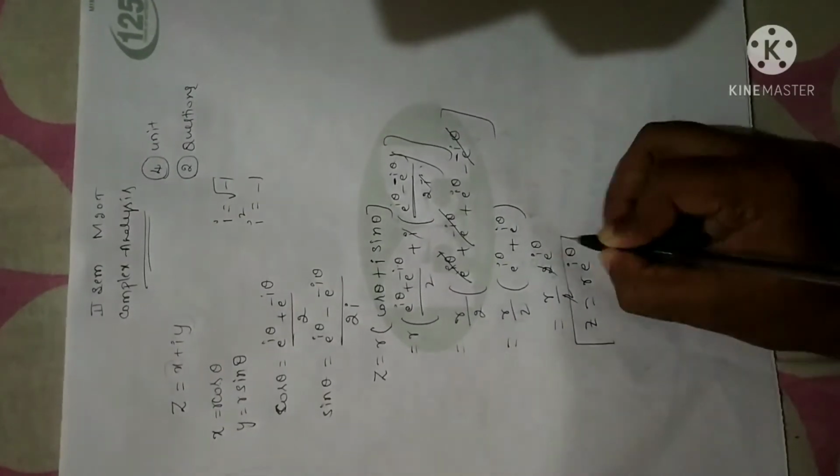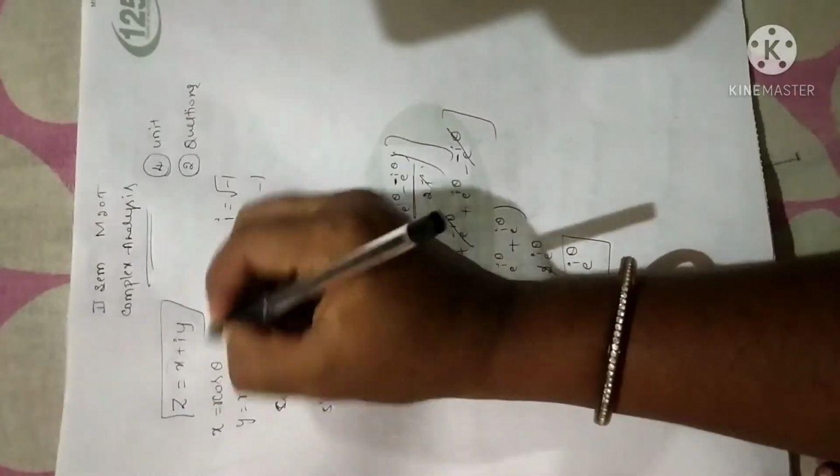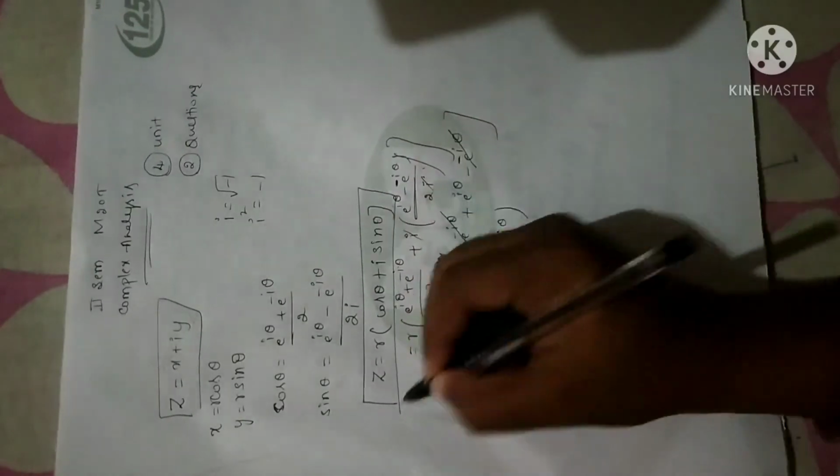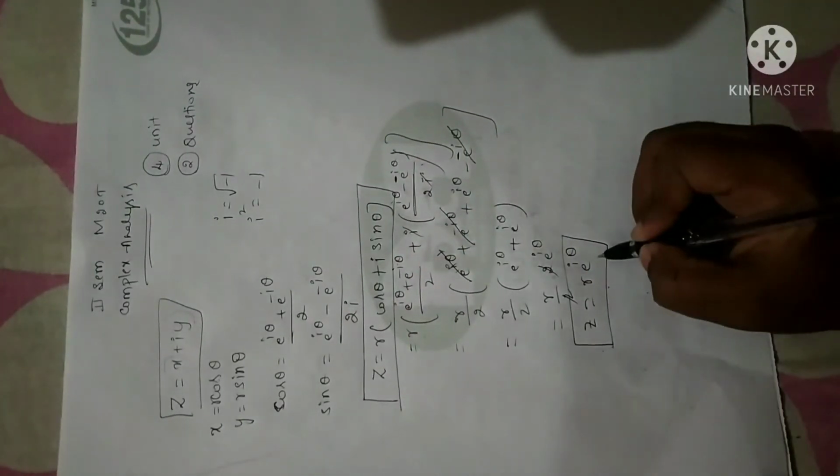So these are different forms of a complex number. First, z is equal to x plus iy in Cartesian form. Z is equal to r into cos theta plus i sin theta in polar form. And in exponential form, z is equal to r into e power of i theta.